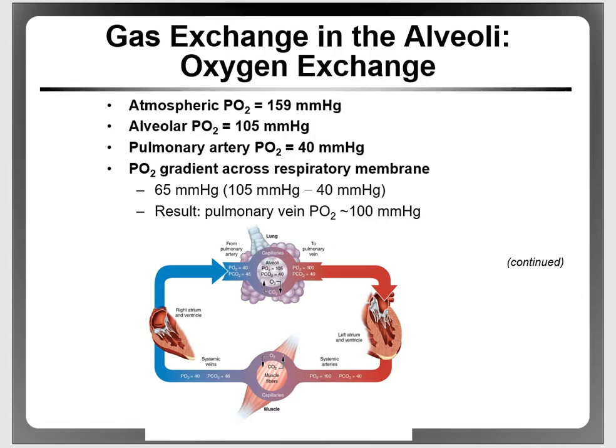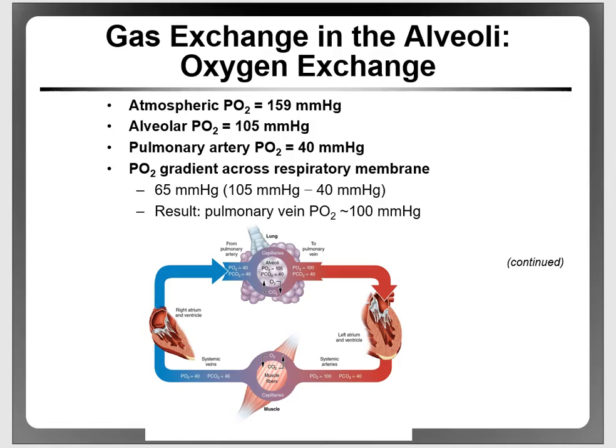Okay, so the next thing I want to talk about is oxygen exchange. The partial pressure of oxygen of air outside your body, remember this is at standard atmospheric pressure, we already said is 159 millimeters of mercury. Now, when we move that into the body, into the alveoli, that is 105 millimeters of mercury.